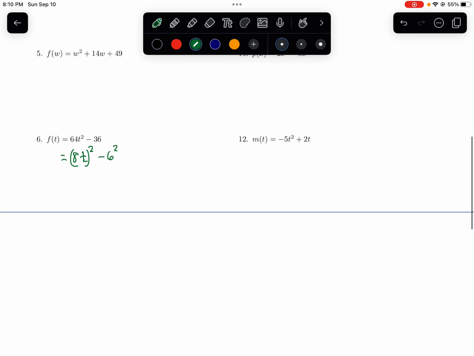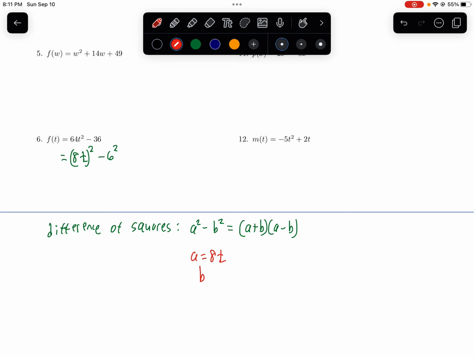And once you recognize that that's true, you can use something called difference of squares, which states that a squared minus b squared, so you subtract two square numbers from each other, is the same as writing a plus b times a minus b. So this is a special case of factoring, and it allows you to do this more quickly, because in this sense, what we're saying is that a is 8t and b is 6.